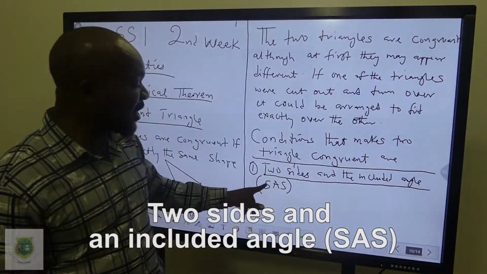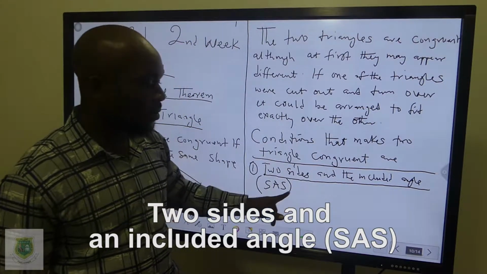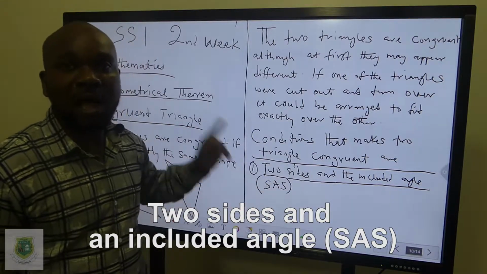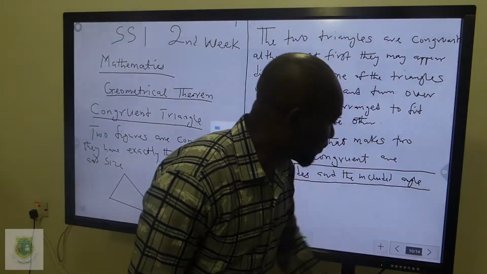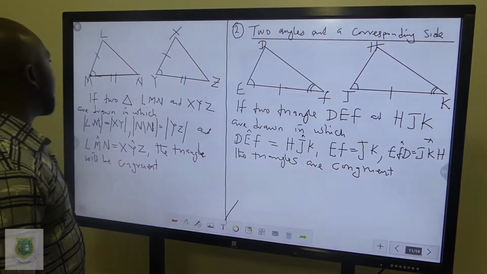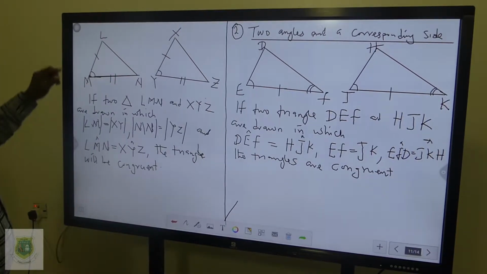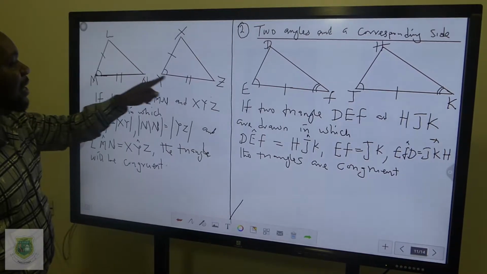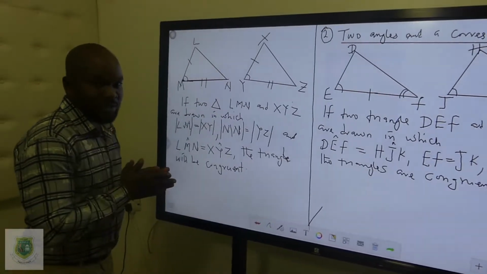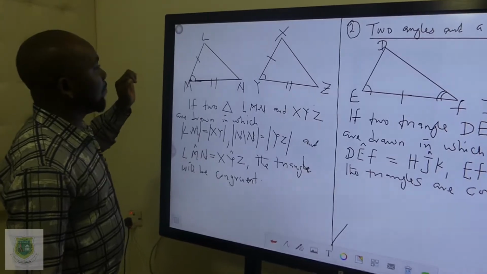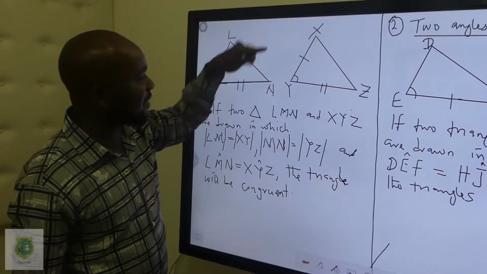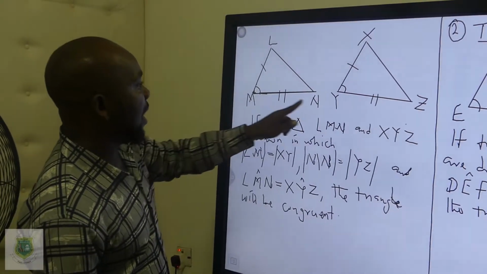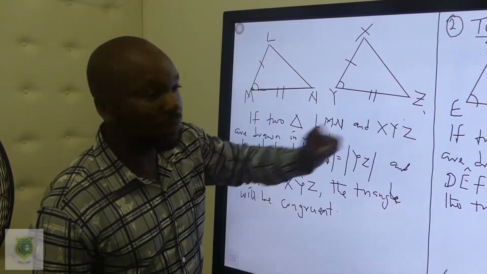We have side, angle, side. Side, angle, side. That is two sides and one angle. Look at this triangle. Triangle LMN and triangle XYZ. Look at this. LM is equal to what? XY. And MN is equal to YZ.